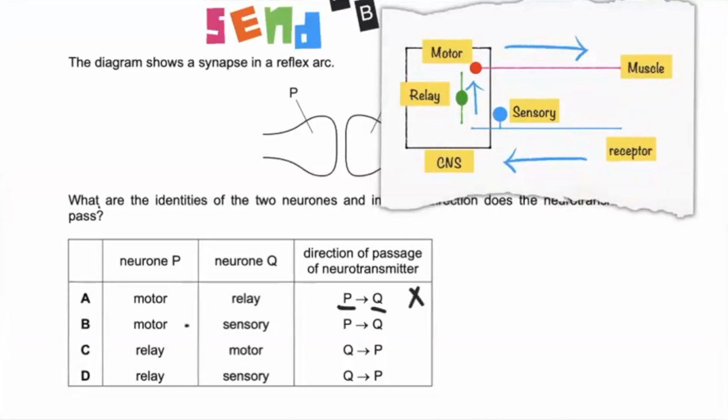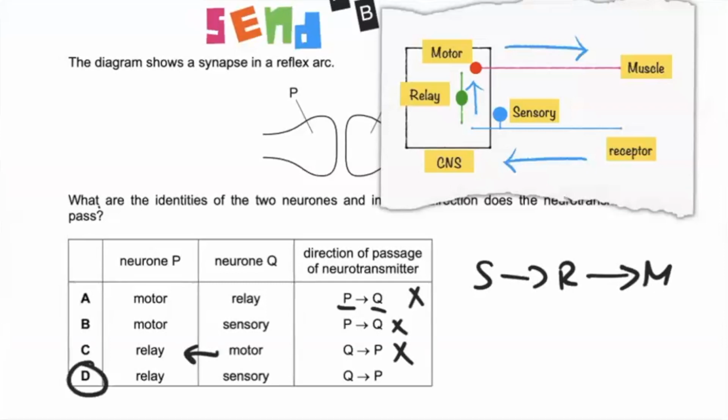Then it says P to Q again, that's motor to sensory, still wrong, because again, it should be sensory to relay or relay to motor. Again, the only correct order is going to be sensory to relay to motor, right? Then C says Q to P, which again is still wrong, right? Because you can't be going motor to relay. The only correct option here is D, okay? Because it's the correct sequence. That's the only correct sequence of neurons that we have in the nervous system, right? Does that make sense? All right.